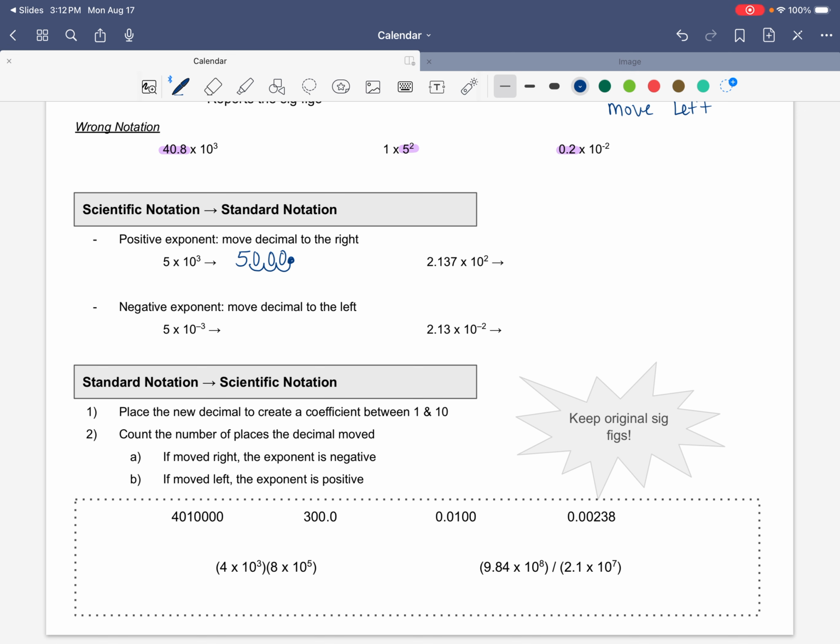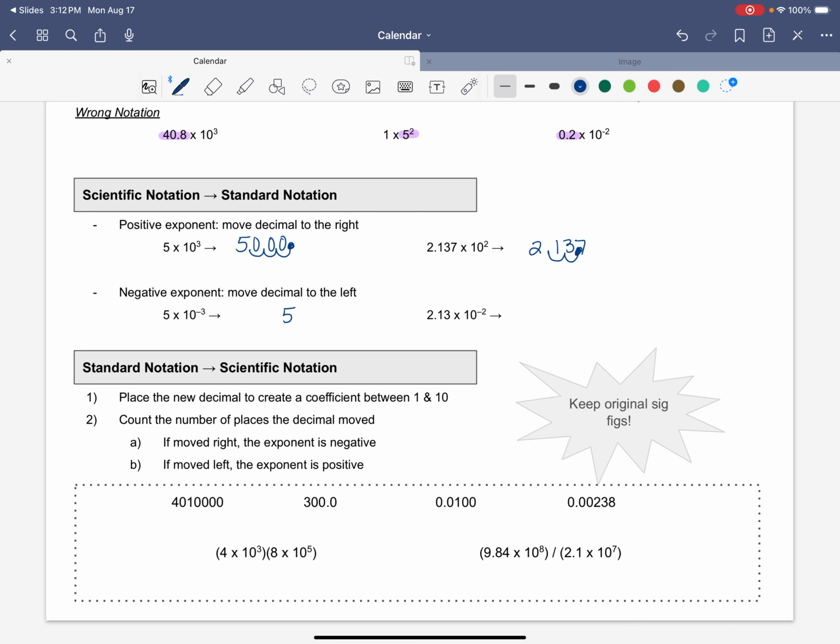For this next one, I have 2.137. Again, I'm going to make this number larger by moving the decimal to the right 2 places in this case. So 1, 2. I'm going to have 213.7. For the negative exponent, I'm going to be moving the decimal to the left. So I have 5. This is usually where people put the decimal in the wrong spot.